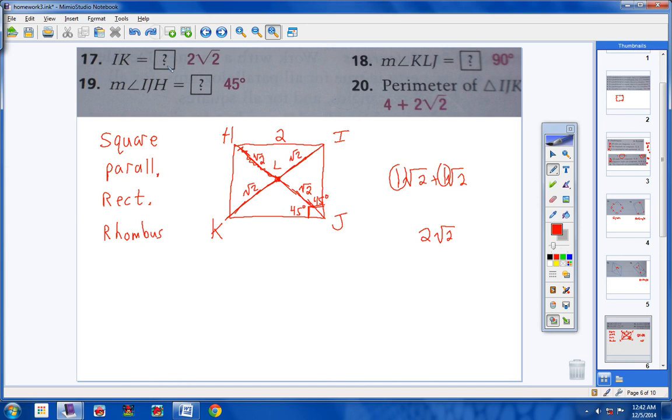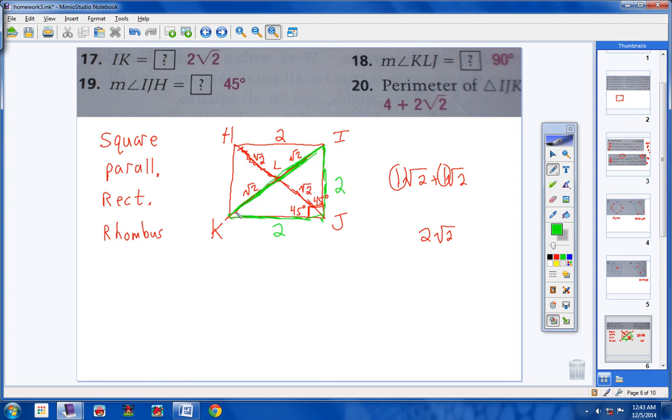Okay. Alright, moving on to 20. Find the perimeter of triangle IJK. IJK. Okay, here we go, students. Watch this very carefully, okay? Here's the triangle I'm going to find the perimeter of. IJK is in green. Now remember, we're dealing with a square, which means all four sides are congruent. So if this length up here is 2, then that means this length here is 2, and this length here is 2.